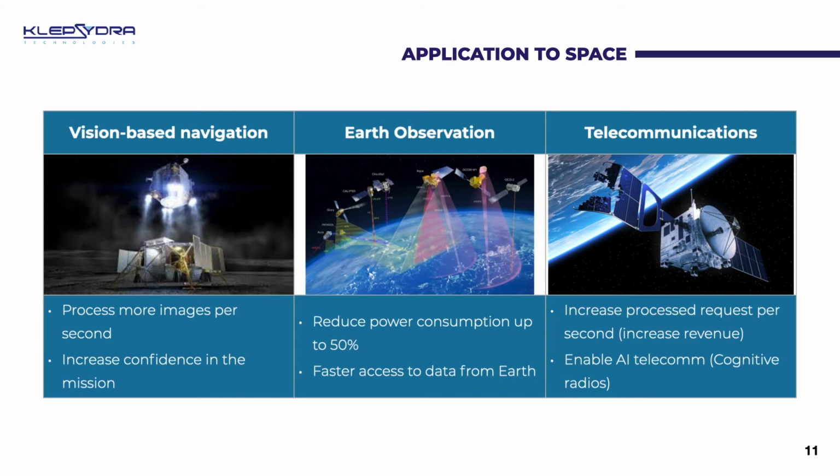In the case of Earth observation, we're talking about being able to reduce the power consumption quite a lot, and at the same time give faster access to data from Earth, better compression algorithms, machine learning, etc. In terms of telecoms, the benefits are quite obvious. Increasing throughput means increased revenue. And on the other hand, you could also consider using some more advanced AI solutions for space, like cognitive radios.